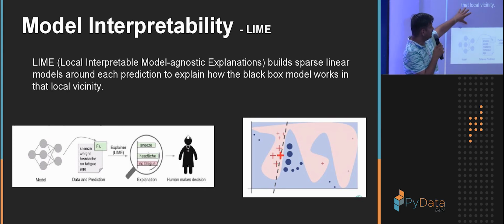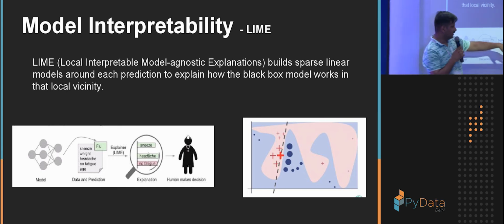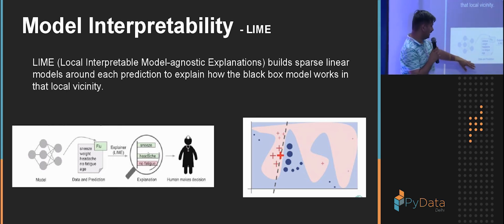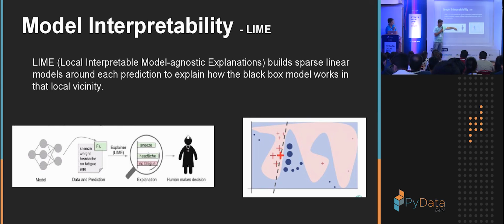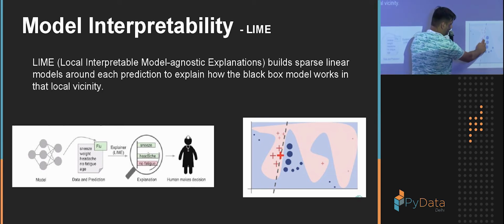This is LIME, another interpretation algorithm. What it does is, when you have data and a prediction, say you predict flu, it will give you some of the diagnosis, like sneezing and headache, that prove you have the flu. How does it do that? Suppose you have a very complex model. You take one particular data element. You are saying it is a red cross. Why is it a red cross? Why not a blue circle? So it will build a linear regression model close to it.